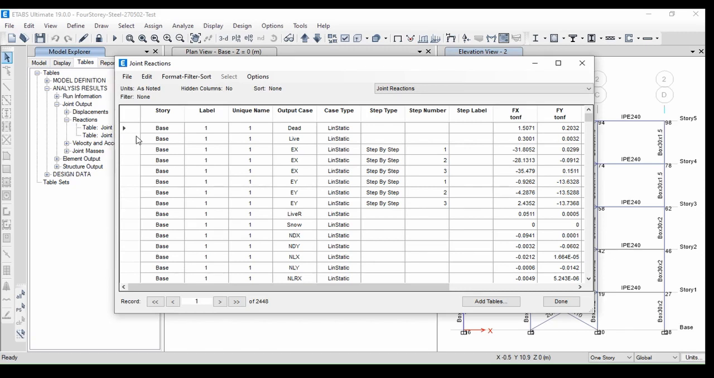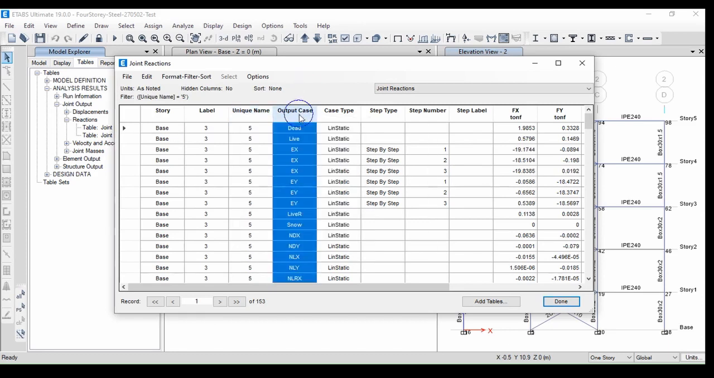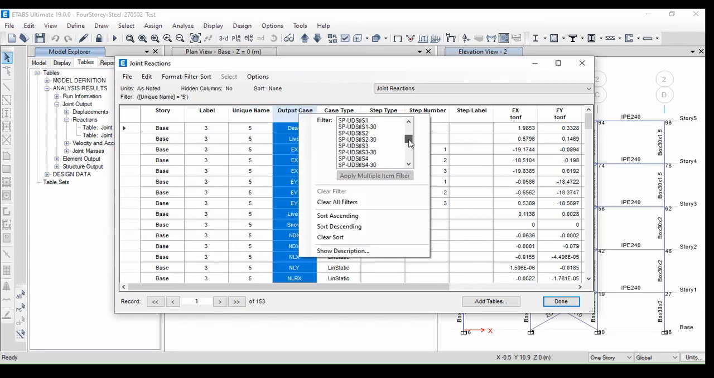First, we get the maximum axial force. We should get both positive and negative axial forces. Do the same for shear and flexural force. Get the maximum amount in each direction and get the corresponding forces in the perpendicular axis as well. For example, in order to get the axial force of base joint number 5, here give the unique name 5, and then in output case select all the load combinations and then click on apply.